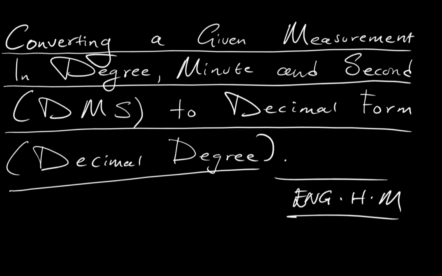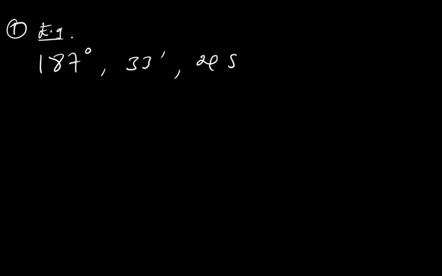Alright, let's get to it. So one thing you need to understand is this. When it comes to converting degree, minute, second to decimal degrees, all we have to do is analyze a particular example. In our case, let's look at this example. So say we have a given DMS. Let's pick at random, 187 degrees, 33 minutes, and 45 seconds.